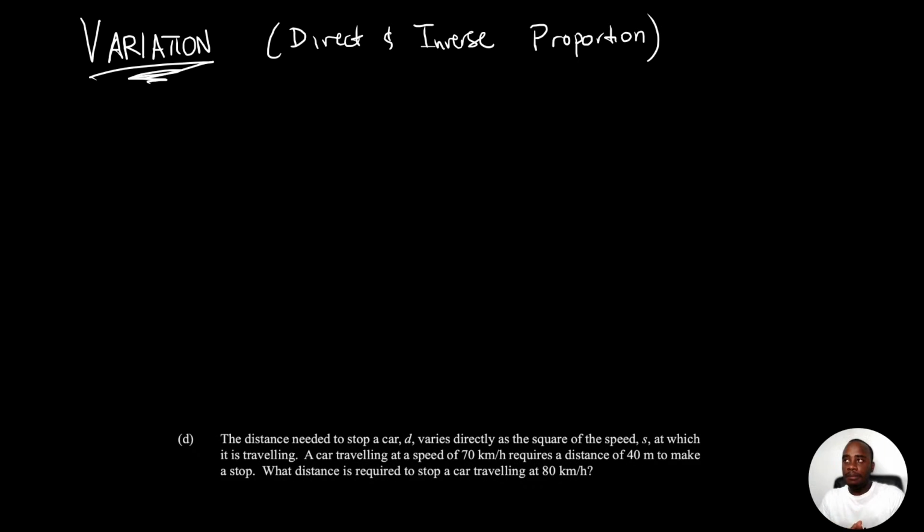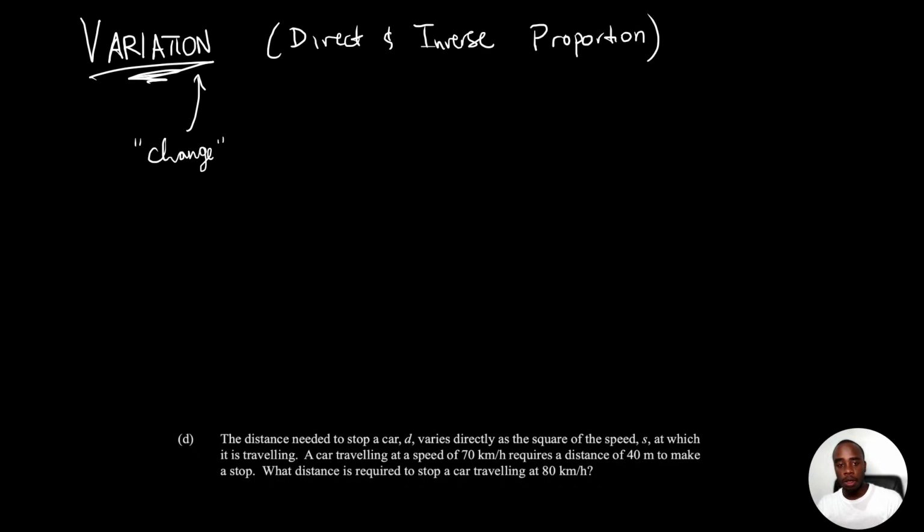Now, variation or proportion is kind of an extension of ratios, okay? Because what it does is that it compares two quantities. And you can kind of tell that from the word variation. The word variation is another word for change, okay? So basically it tells us how two things change compared to each other.